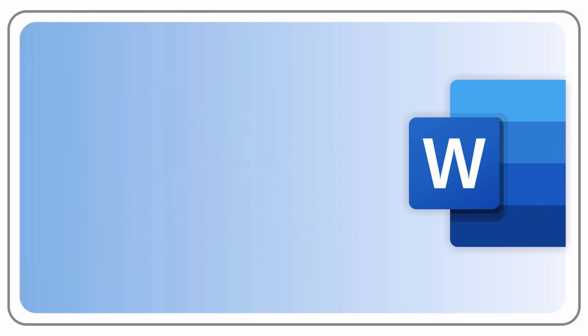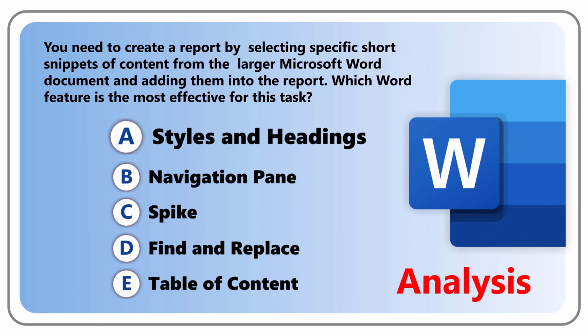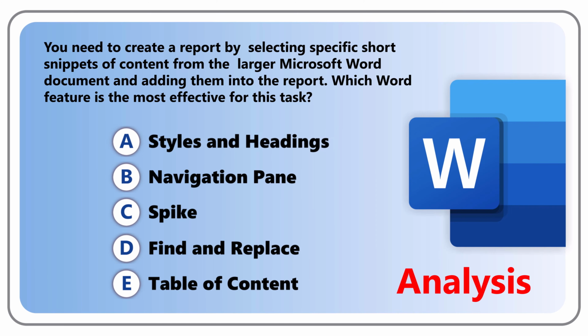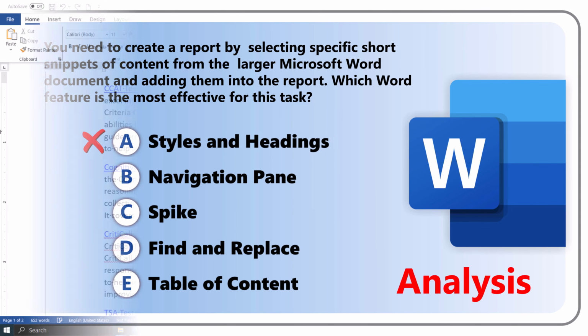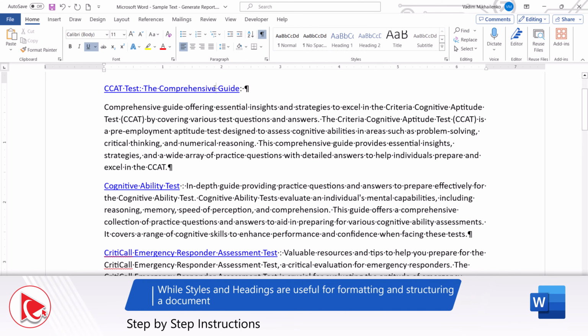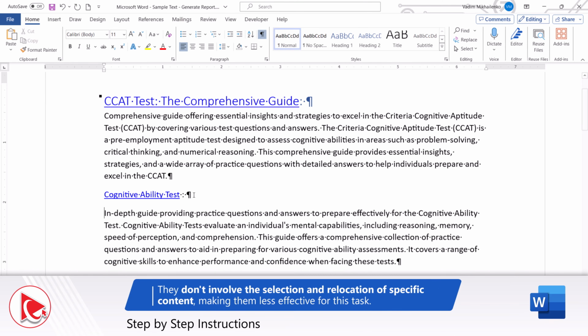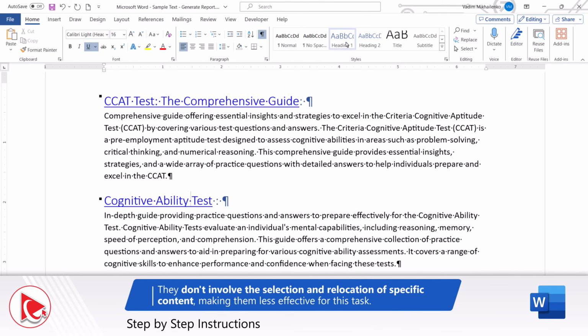To get to the correct answer, let's review each presented option individually. Let's start with option A, Styles and Headings. As you might have guessed, this is an incorrect option. While styles and headings are useful for formatting and structuring a document, they don't involve selection and relocation of specific content, making them less effective for this particular task.